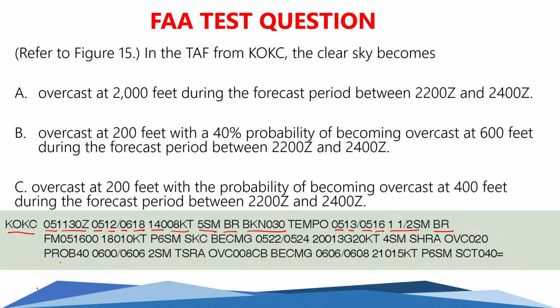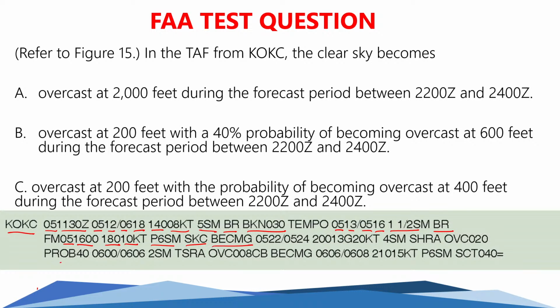And then it becomes, from the 5th day at 1600 Zulu, we have the following conditions. So 180 at 10 knots, greater than 6 statute miles, and sky clear. So that's part of it, right? In the TAF from OKC, the clear sky becomes what? So we're going to look at what happens after this condition.